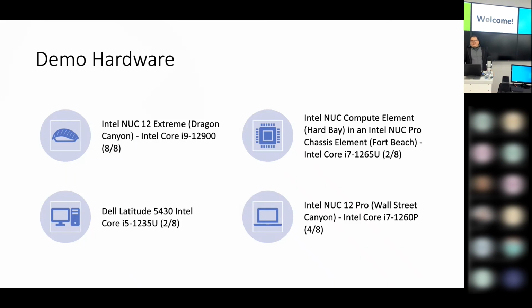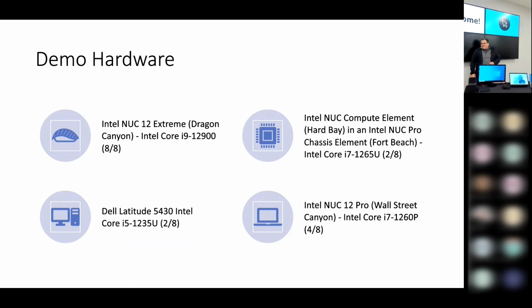Okay. So I got some demo hardware here. The first system, I actually don't have this plugged in. It's an Intel Dragon Canyon system. This is an i9 12th generation processor running Ubuntu Linux. Ray kind of ran out of space to put screens up here, so I have to plug this one in. We also have what's called an Intel Compute Element in a Fort Beach chassis.